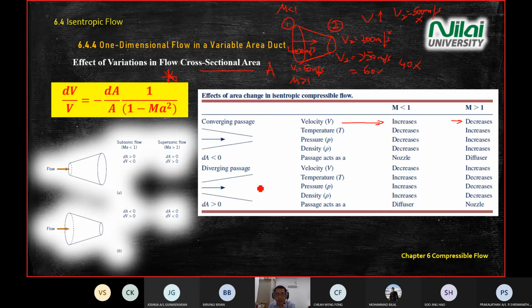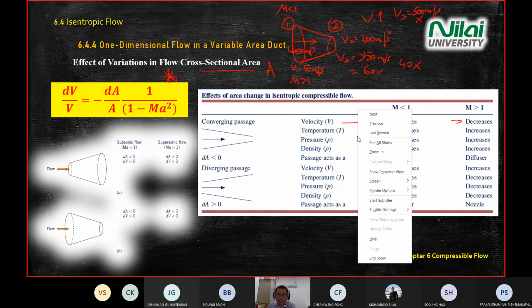Any question? Okay, just to test your understanding before we end today's lecture. By looking at this table, I'm going to ask each one of you. I'm going to erase all of this just to test.